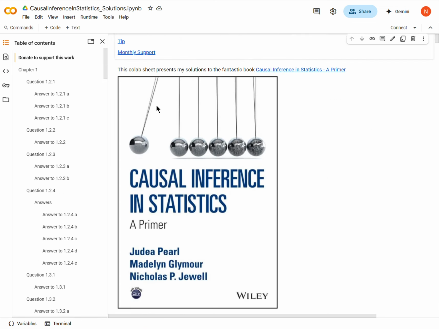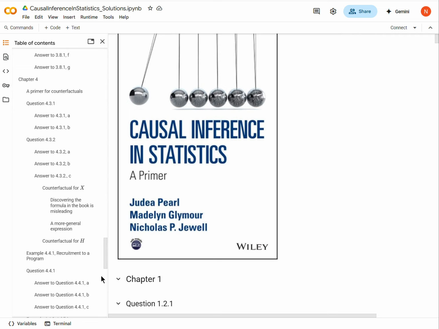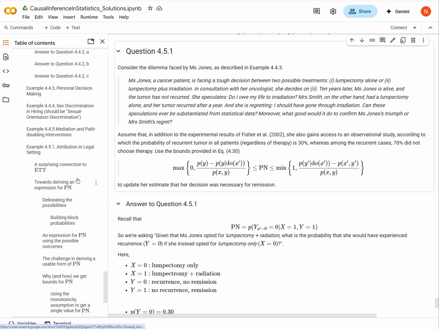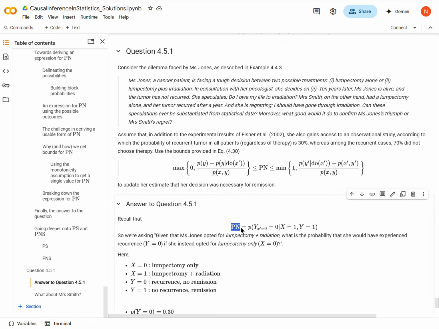So we are in Causal Inference in Statistics, down in chapter 4, question 4.5.1. The previous several videos have been exploring using counterfactuals in some very interesting contexts. Among those contexts was trying to understand the probability of necessity, which we'll touch on again here, and also some related types of probabilities like the probability of sufficiency and the probability of necessity and sufficiency.